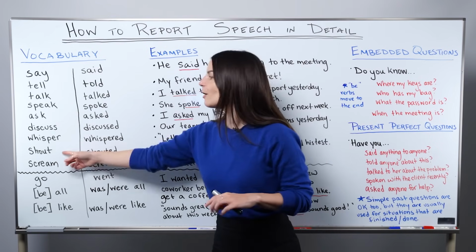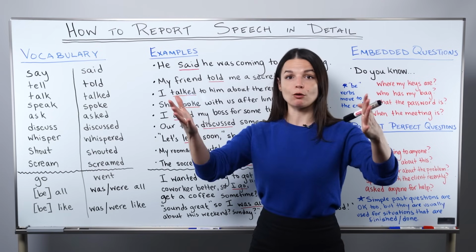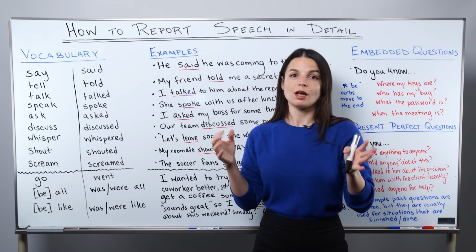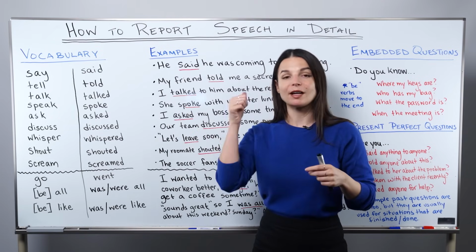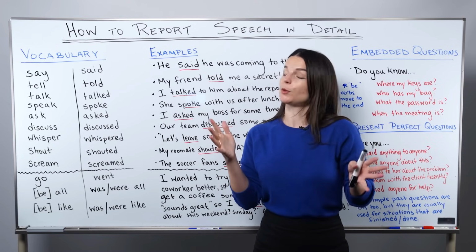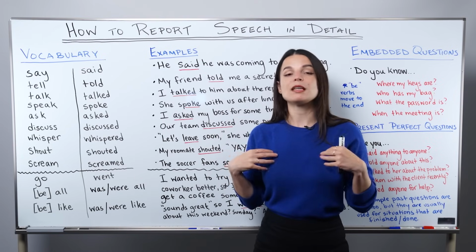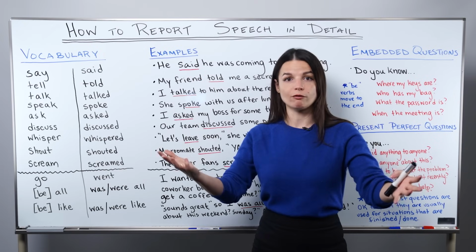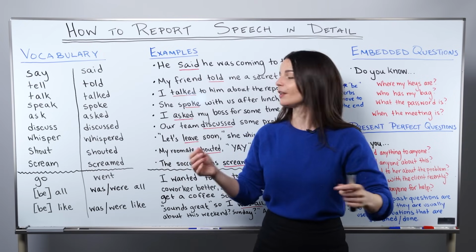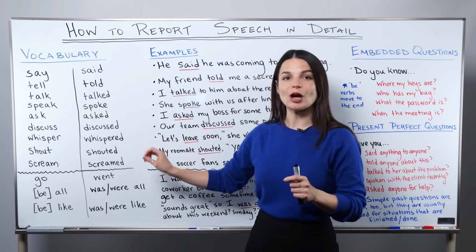So to shout means to use a very loud voice. Sometimes we use a shouting voice when we're very angry or surprised or shocked. Sometimes when we're very excited. It means to use a very, very loud voice to say something. Okay? The past tense is shouted, shouted.